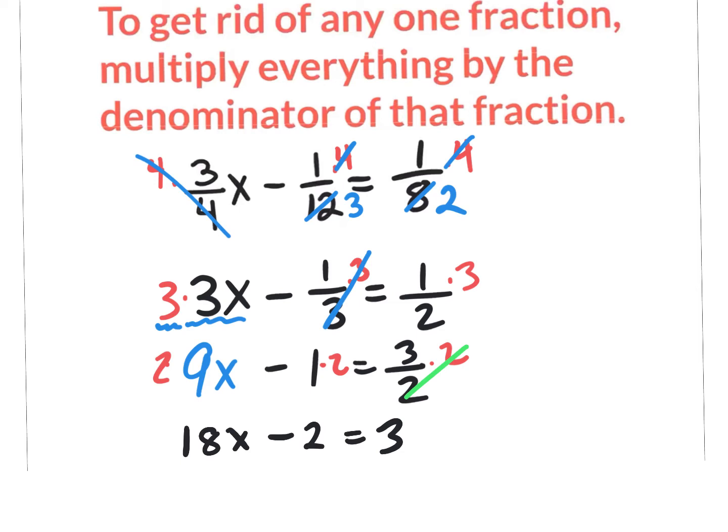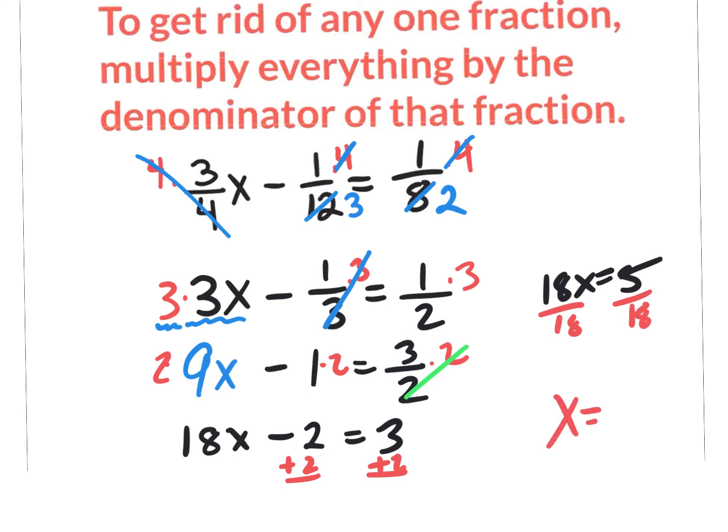It's faster to get rid of all 3 fractions with the LCD, and you'll see that in a bit. But right now, just to finish off this equation, plus 2, we're going to end up with 18x equaling 5, dividing both sides by 18. You're going to end up with the answer x equals 5/18. Okay. So that's one option. It's very straightforward, getting rid of one fraction at a time.